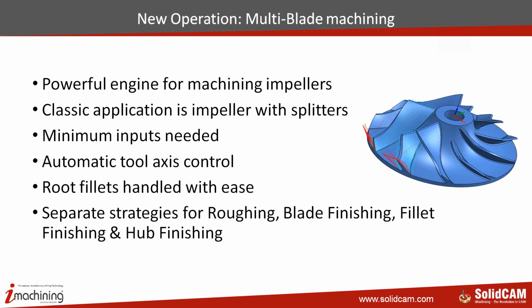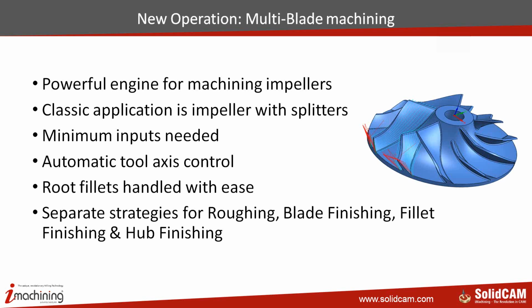The classic part for this kind of application, I would say, is an impeller with splitters. It could be 1, 2, 3, 4 splitters, it doesn't matter. Minimum input is needed. Again, just like swarfing, only minimum input needs to be given to the software. The tool axis control is controlled automatically.